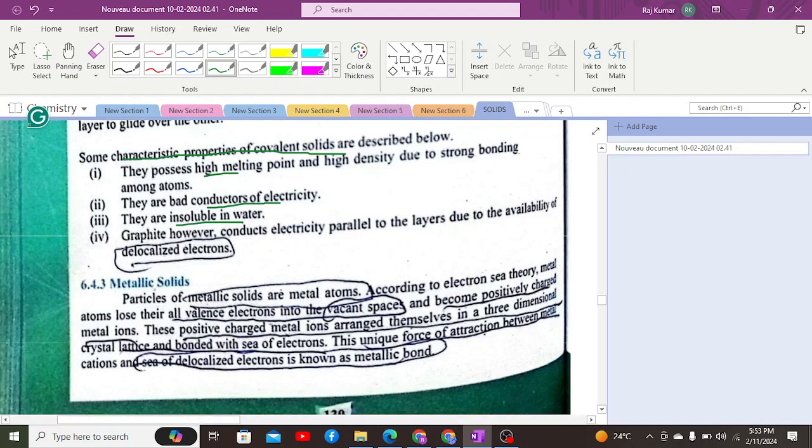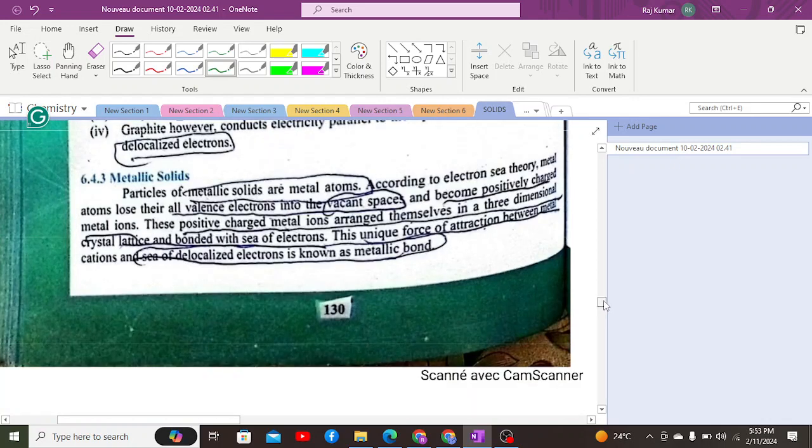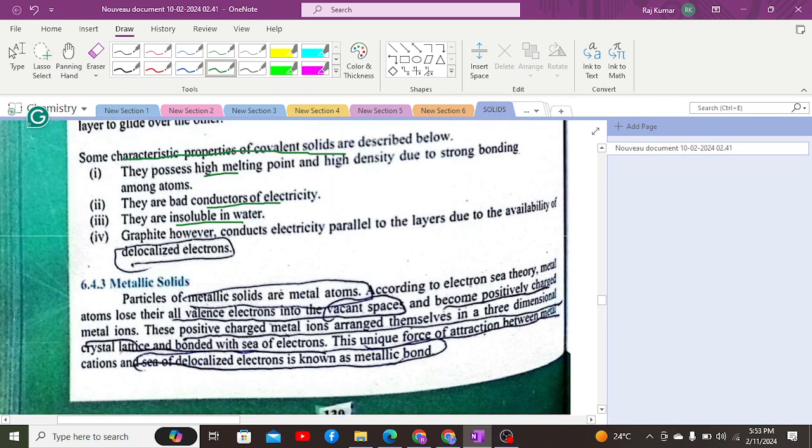Moreover, metallic solids are made up of metal atoms, such that according to the electron sea theory presented by a scientist, metal atoms lose all their valence electrons into the vacant space and become positively charged metal ions.